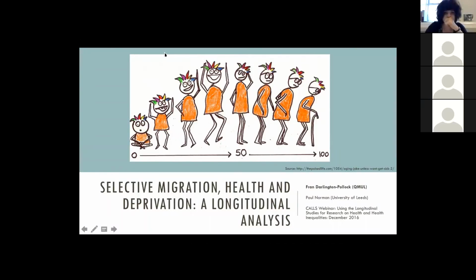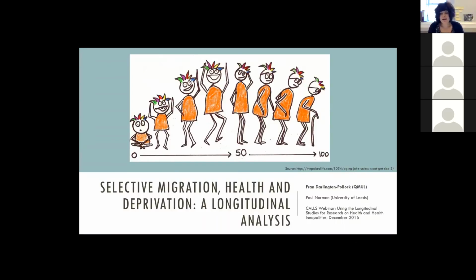Fran is a lecturer in human geography at Queen Mary University, and her previous research at Leeds University focused on the nature of ethnic inequalities and explanations for changing health gradients linked to factors such as migration, deprivation, and social mobility. So we're really pleased that she can speak today, and her talk is going to focus on selective migration and its impact on spatial health inequalities.